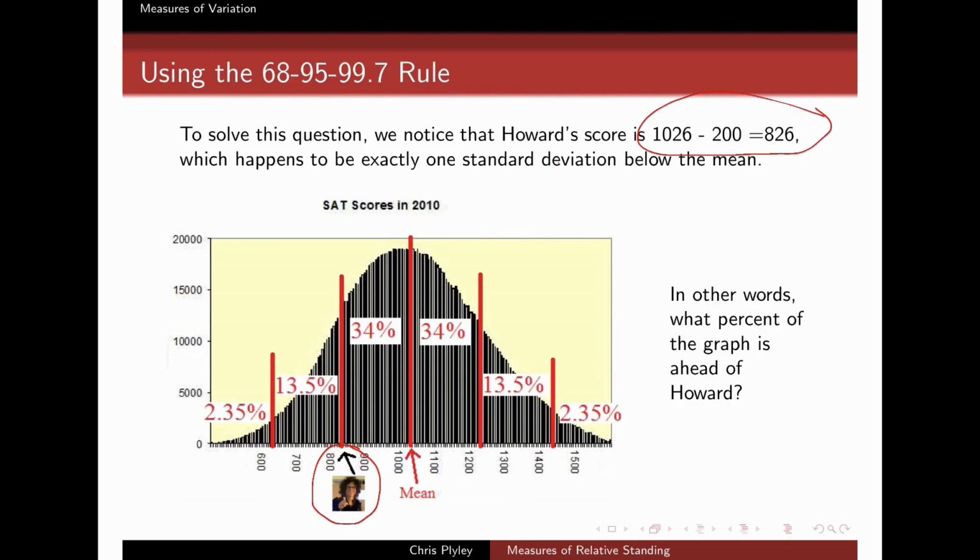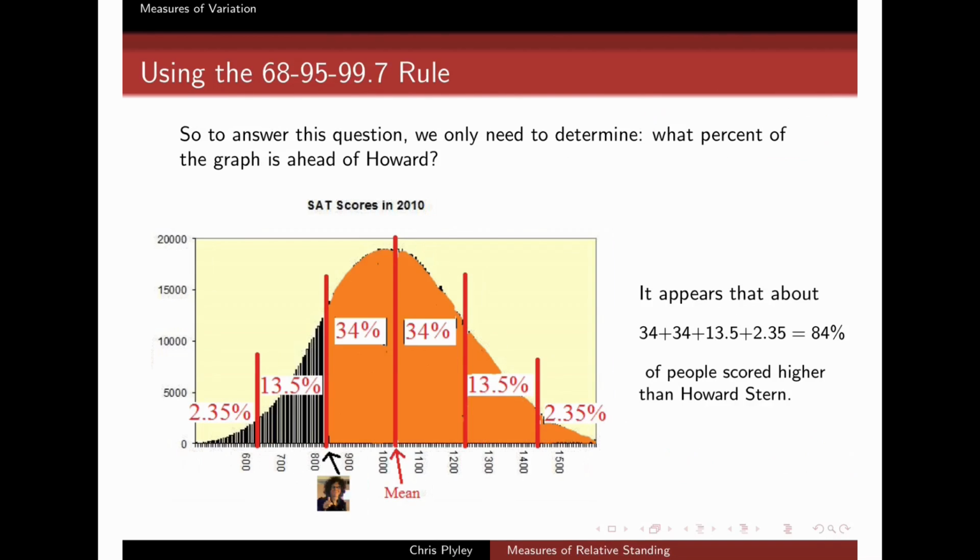A rephrasing of our original question is, what percentage of SAT takers were in this region that I'm shading right here? What percentage of SAT takers were above 826? That means what percentage of them scored from 826 to 1600? So how can I find this range accurately?